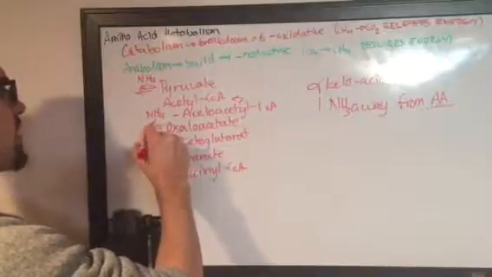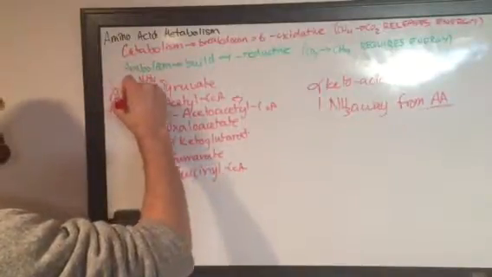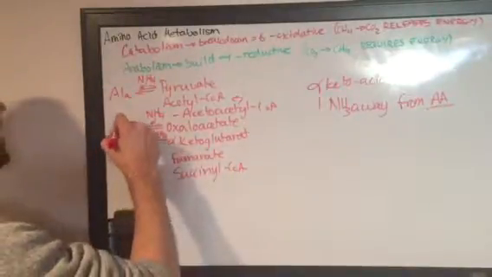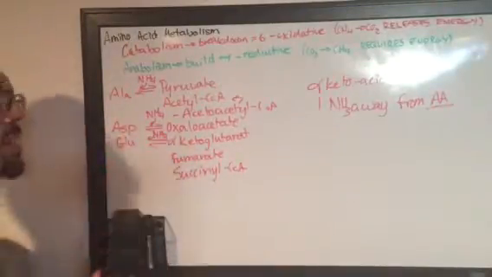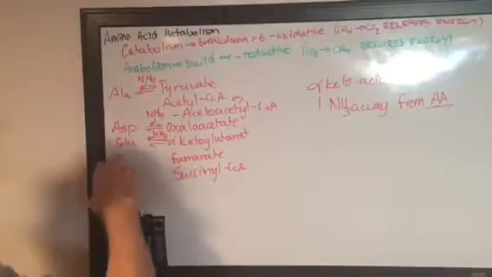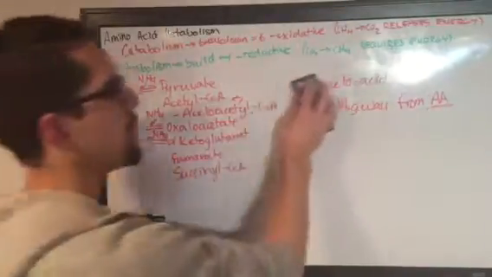The amino acids in this case are, for pyruvate, alanine. For oxaloacetate, it is aspartate. For alpha-ketoglutarate, it's glutamate. Those are the 3 alpha-keto acids. Those would be very good to remember.